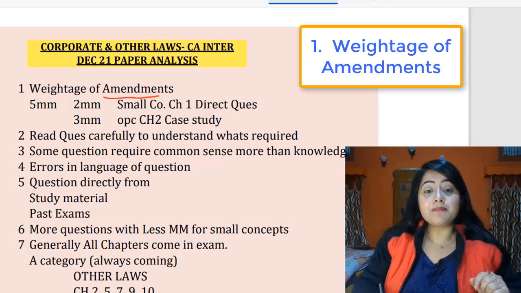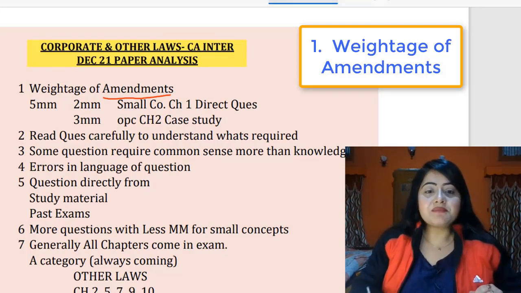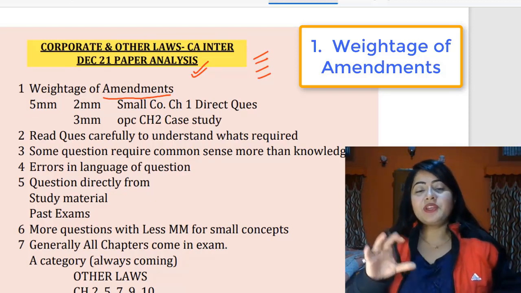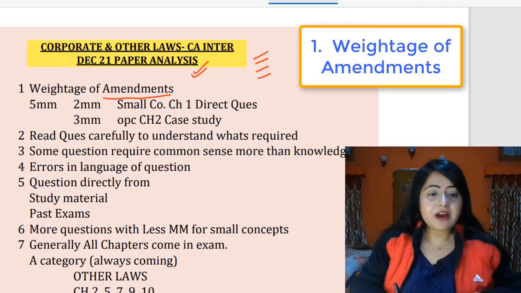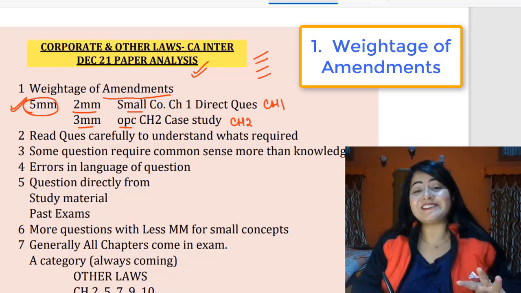First of all, let's talk about amendments. See, in your company law paper, there are some amendments that come for every single attempt. Now, in the December 21 examination, also there were many amendments that were applicable. Out of them, some of the amendments were actually asked for 5 marks. So, in your 70-mark theory paper, 5-mark total weightage was actually for the amendments. Apart from that, also there were certain other amendments that were not actually covered in this examination.